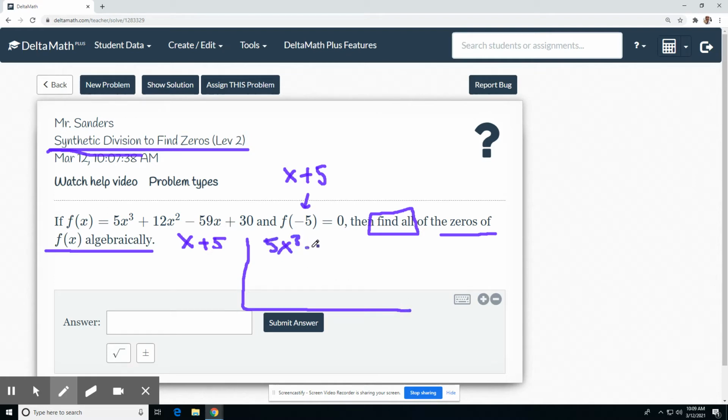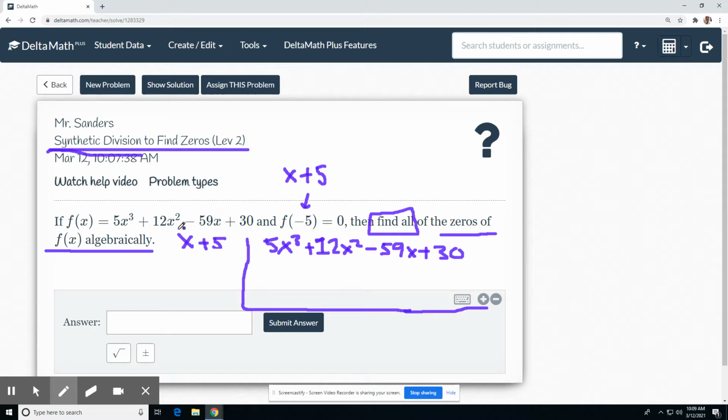5x cubed plus 12x squared minus 59x plus 30. Now I know x plus 5 goes into this evenly because the root of -5 gives us an output of 0 when we plug it into the function. That's the remainder theorem. So we're going to go ahead and use synthetic division.